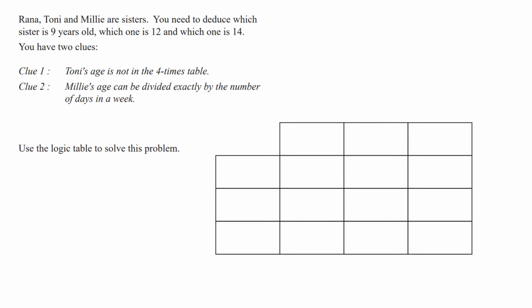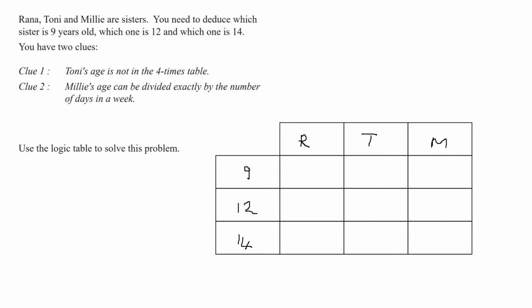So we've got a table here that we can use to solve the problem, and this is called a logic table. So let's put Rana, Tony and Millie along the top, and let's put their ages down the side. So one is 9, one is 12 and one is 14. And then we're given some clues.